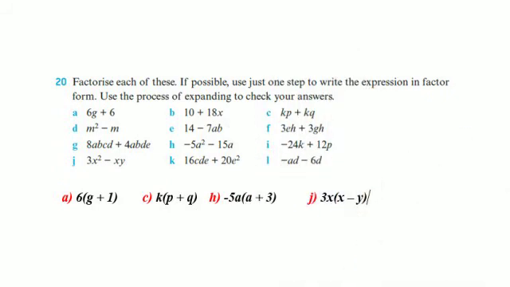In question 20, factorise those. A, 6 bracket g plus 1, C, k bracket p plus q, H, negative 5a bracket a plus 3, J, 3x bracket x minus y. So you can see that we keep the base and add the powers when we multiply. So we insert a bracket, which is the opposite of expanding the brackets out by multiplying.